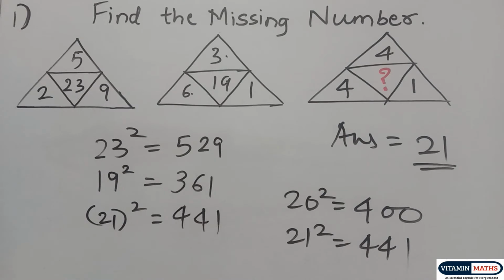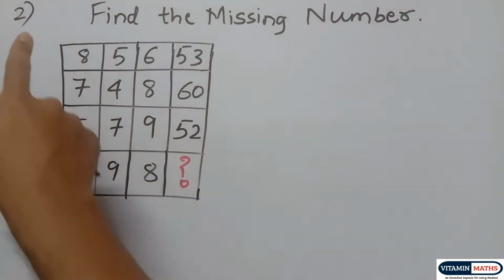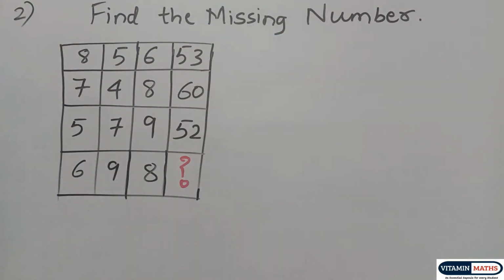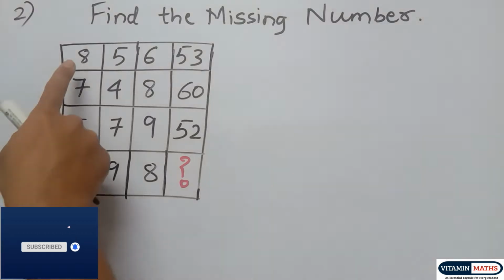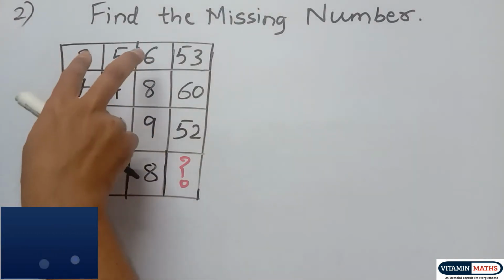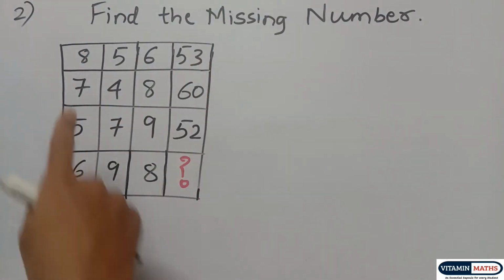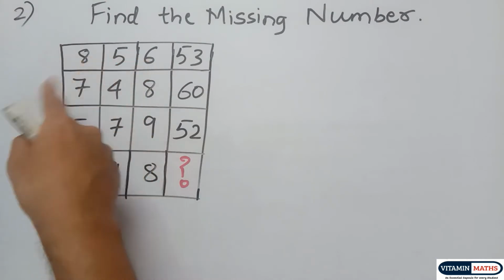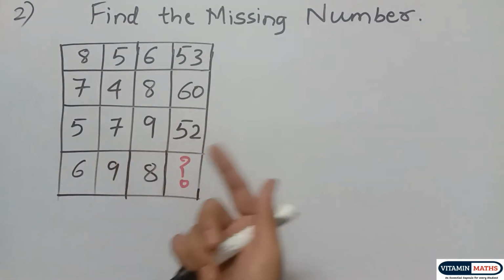Let's begin with the second question. Find the missing number in the following table. The missing number is written in red ink here. Before solving, I will tell you a small note. When there are single digits in these three columns and a double digit in the last row, you should think that some multiplication and addition is done here, so that the higher number is coming. In that way you have to think.